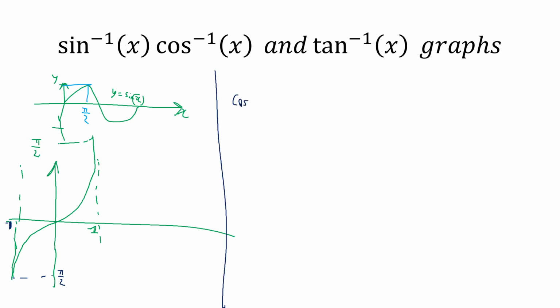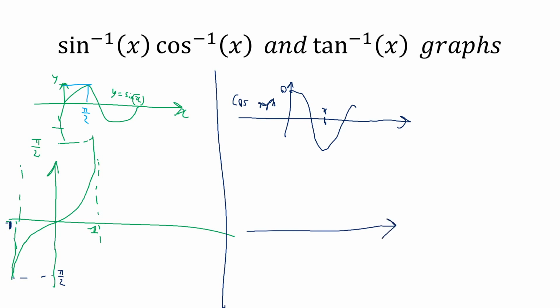A cos graph looks something like this. I'm going to have no space for tan, but we'll make it work. Yeah? And what can you tell me about that? When it's minus 1, this is pi. And when it's 1, it's 0.